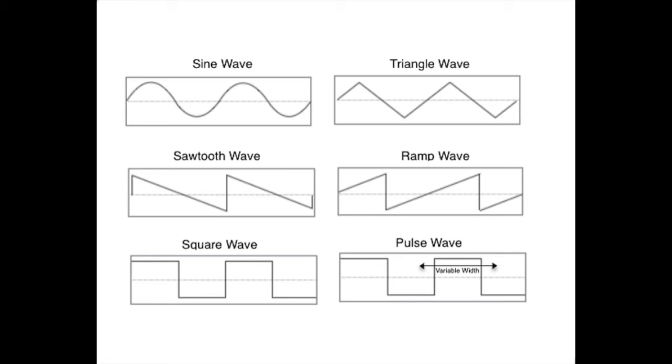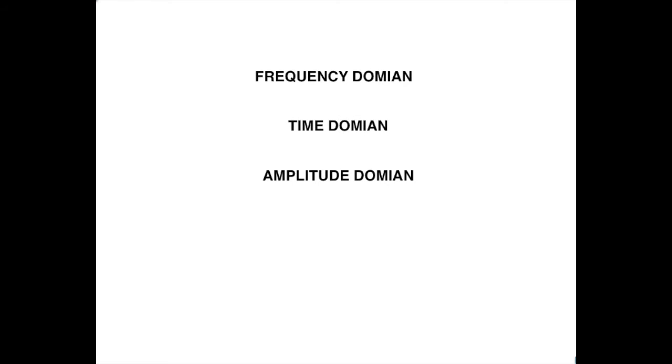For example, sine and triangle waves are very mellow sounding, whereas sawtooth and ramp waves are very harsh and in your face. Finally, square waves have a hollow richness to them, while pulse waves sound hollow and rich or nasally depending on their width. These waveforms are then subtracted from in three ways: in the frequency domain, the time domain, and the amplitude domain. Let's start with the frequency domain.